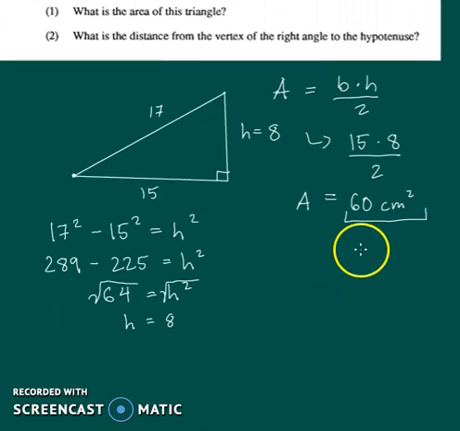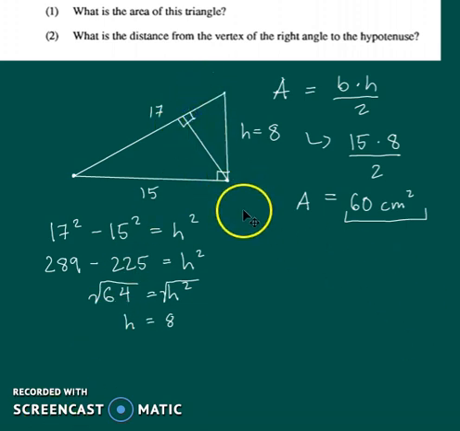Now the second part of the question says, what is the distance from the vertex of the right angle to the hypotenuse? So it's asking us to take this vertex here, where the legs meet at the right angle, and find the shortest distance to the hypotenuse. The way that's going to work is the shortest distance is going to be perpendicular to the hypotenuse, and it will hit the hypotenuse at a right angle, just like that.